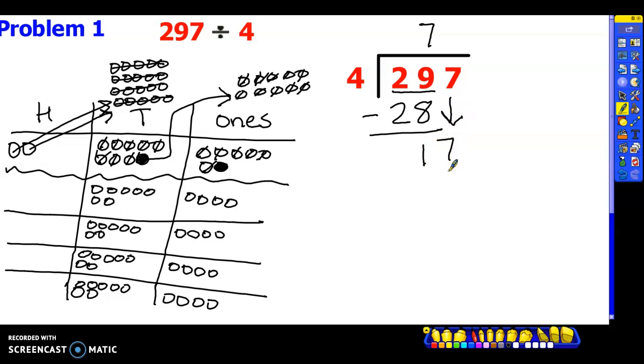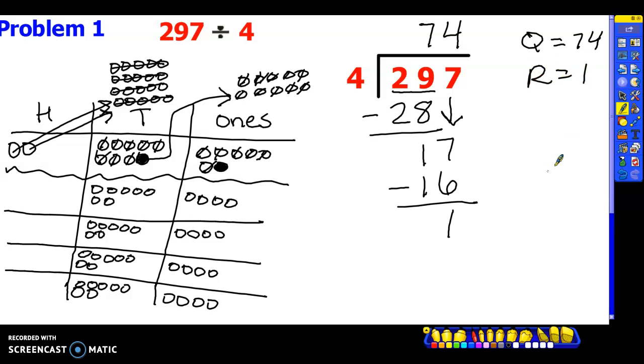So I bring down my 7. Now I have 4 goes into 17, and that was 4 times. 4 times 4 gets me 16. When I subtract, there's my remainder. So my quotient is 74, and my remainder is 1.